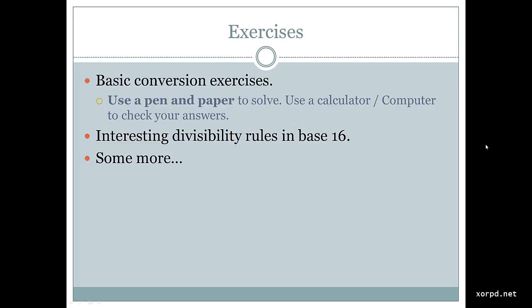Some words about the exercises, mostly about what you are going to see. There are basic conversion exercises in which you will convert numbers from binary to hex and vice versa, and maybe to some other interesting or less interesting bases. Please use a pen and paper to solve it. This is very important. It will make sure that you understand things.